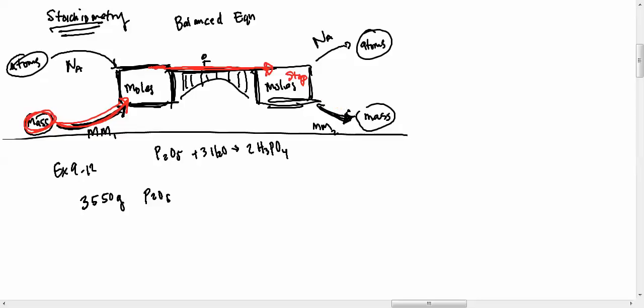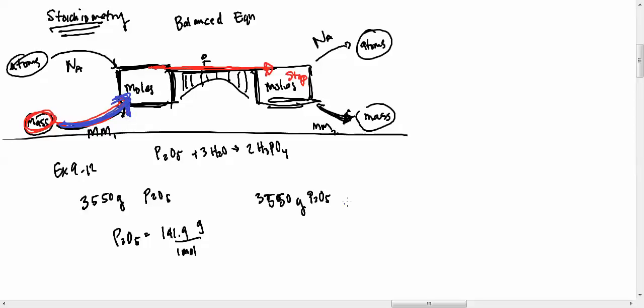All right, so for our problem, we need the molar mass of P2O5. I'm sure that you've gotten really good at getting the molar mass, and so that is 141.9 grams per mole. 141.9 grams for every 1 mole of P2O5. I'm going to start off with 3,550 grams of P2O5. And I'm going to color code this so that we know the steps that I'm taking.